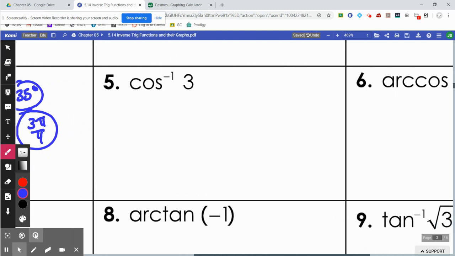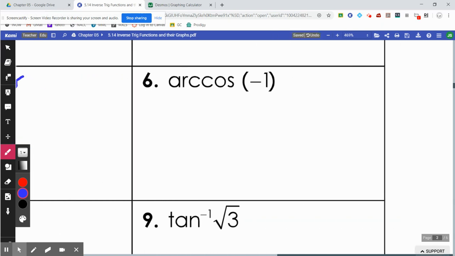Number 5, the inverse cosine of 3. Now the range of inverse cosine is, again, from 0 to pi. However, for the domain, we cannot find the inverse cosine of any value bigger than 1 or smaller than -1, because that's the range of cosine. So if you were to type this in, you should get no solution there. The inverse cosine here, or the arc cosine of -1. Again, arc cosine is defined from 0 to pi, or pretty much from the first quadrant up to the second quadrant.